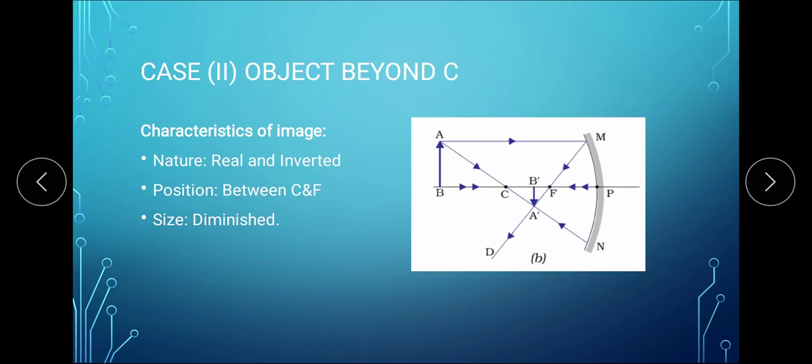Now case 2 when the object is beyond C, right? It has come closer to the mirror. पहले infinity पे था हमारा object, अब थोड़ा पास आ गया but C के पीछे पड़ा. It is beyond C and you can see that AB is the object which is kept above the principal axis on the left side of the mirror.